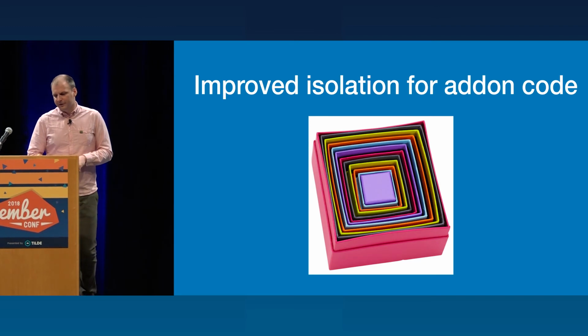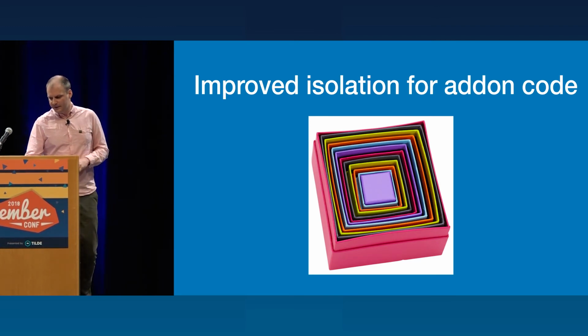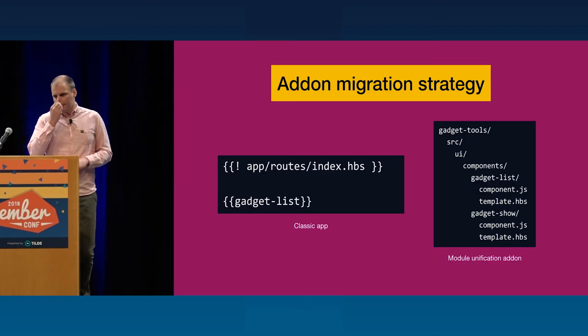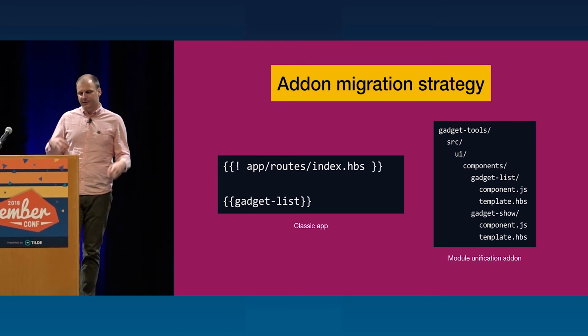So not only do we have improved isolation for apps, but we've got some isolation for add-ons as well, and this seems like a good win. You might be wondering, what does a migration strategy look like? Because I talked about these things all upgrading at different paces, where we're going to have this Wild West for a while, where some add-ons are upgraded and some apps are upgraded, and how do they all mesh and get along?